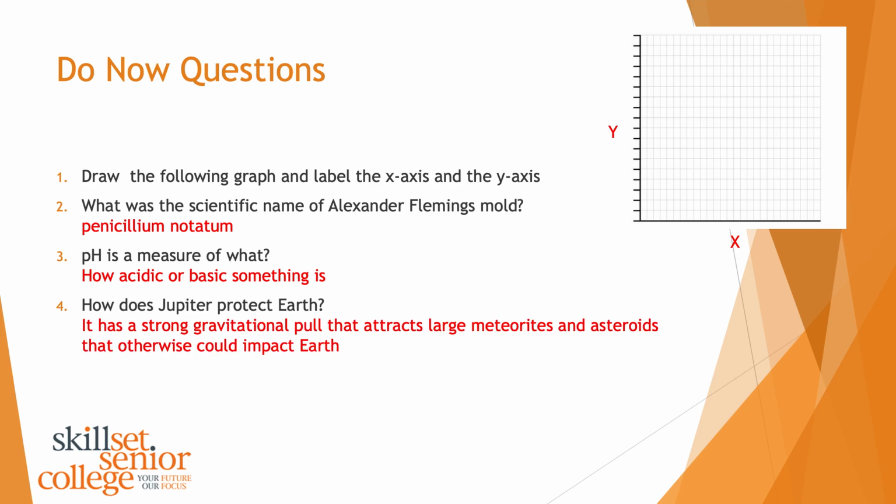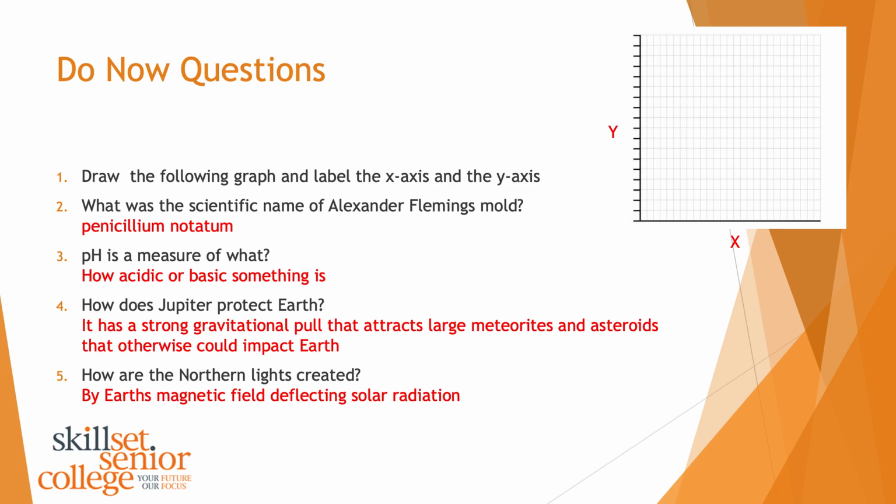4. How does Jupiter protect Earth? Well, it has a strong gravitational pull that attracts large meteorites and asteroids that otherwise could impact Earth. So we can still be impacted by meteorites. We saw that 65 million years ago at the end of the KT boundary, which ended the dinosaurs. However, we are protected from a lot of massive asteroids by Jupiter purely by being in our solar neighbourhood and attracting large bodies of rock that would otherwise impact the Earth.